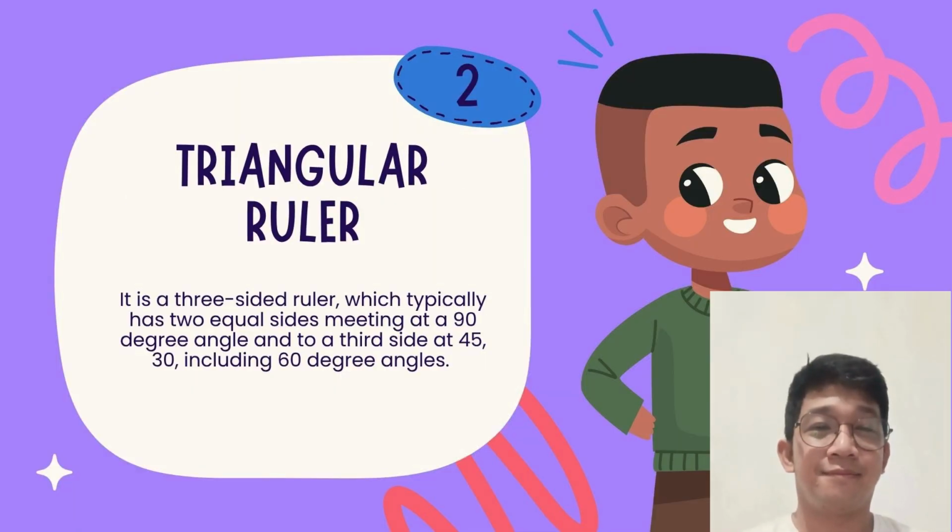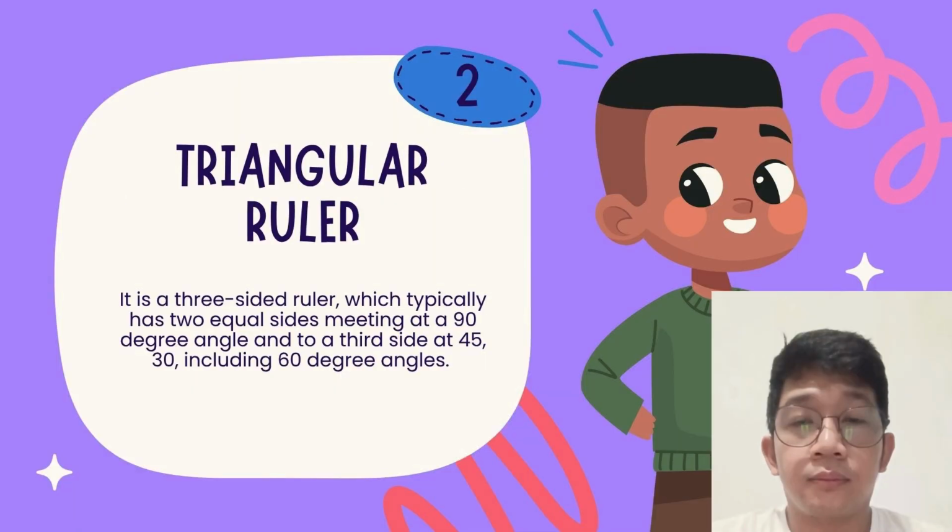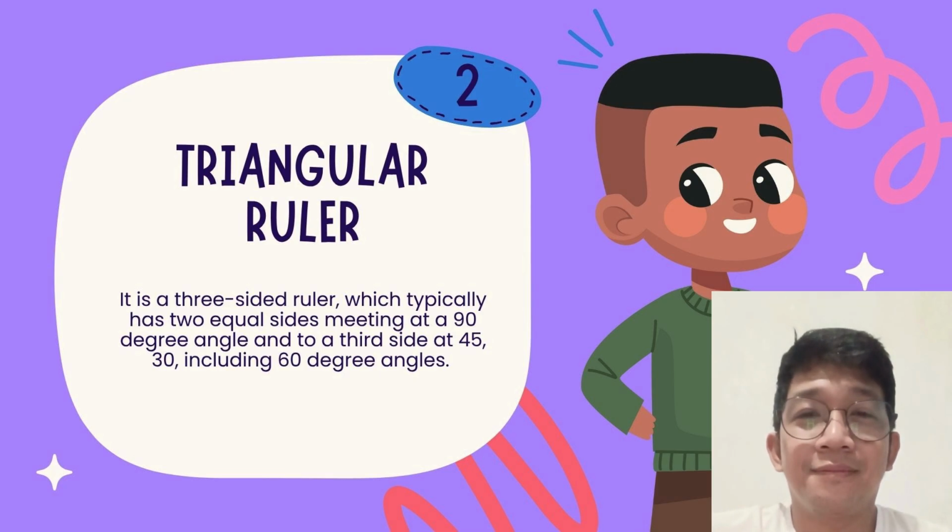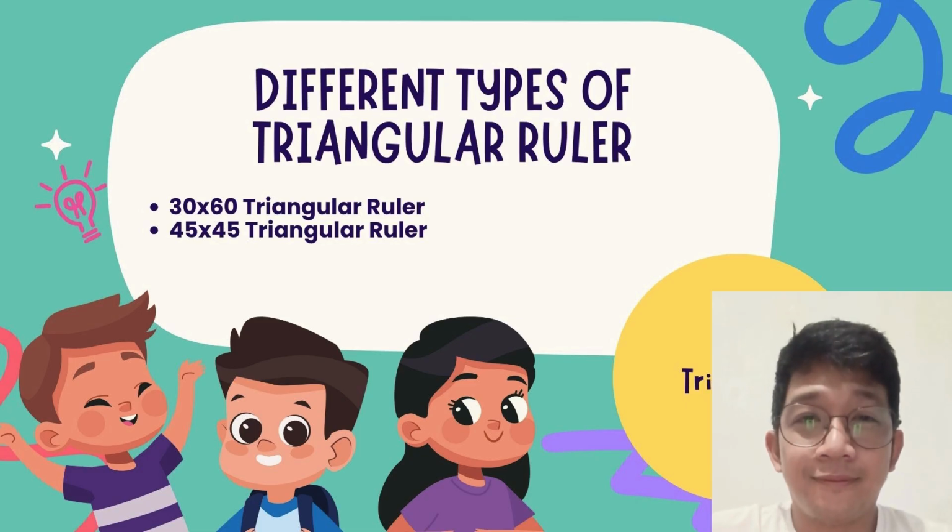Triangular ruler. It is a 3-sided ruler, which typically has 2 equal sides meeting at a 90-degree angle and a third side, at 45, 30, including 60-degree angles. Different types of triangular ruler: 30 by 60 triangular ruler and 45 by 45 triangular ruler.